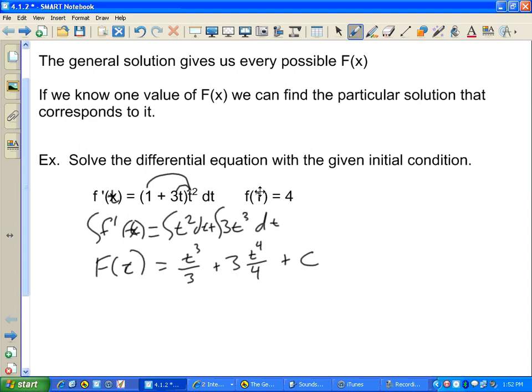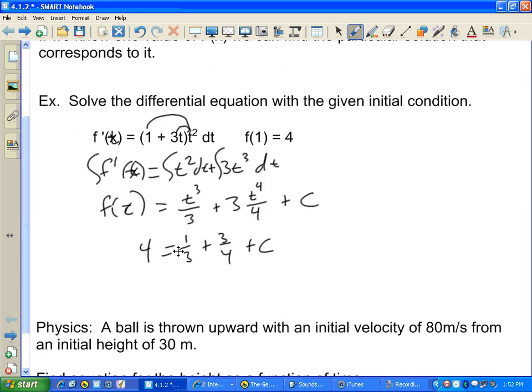Well, if I know that the actual function, so I guess I don't really need this capital F here, since they gave us f prime. Okay, I know the function, when x is 1, I get out a value of 4. Well, that means if I plug 1 into this, I'm going to get 1/3 plus 3/4 plus something has to equal 4, because that's what my function's value is at 1. So I need to find out what constant is going to give me 4.